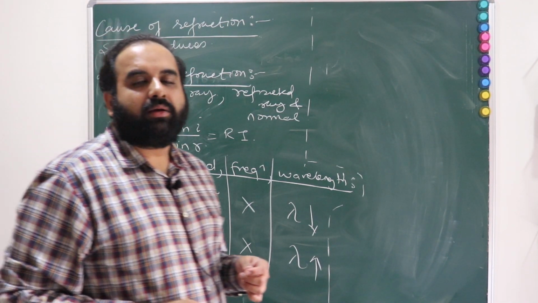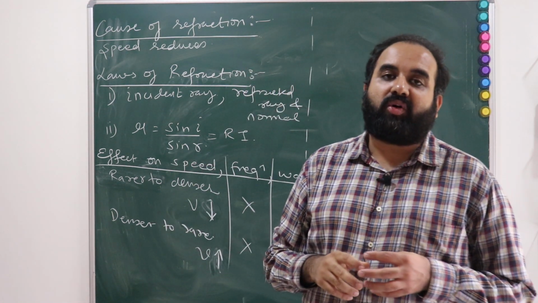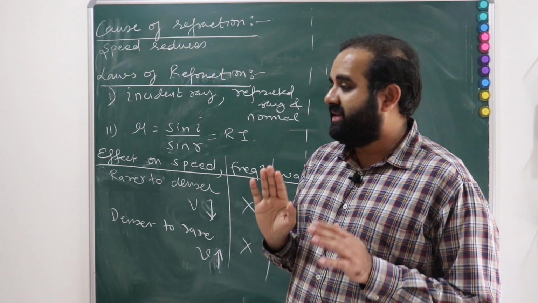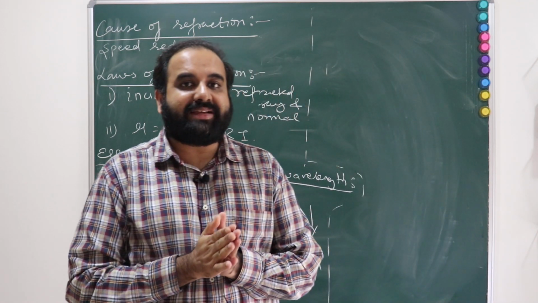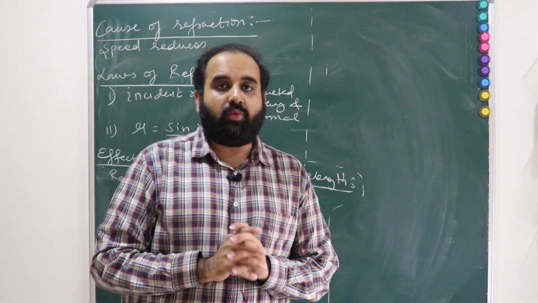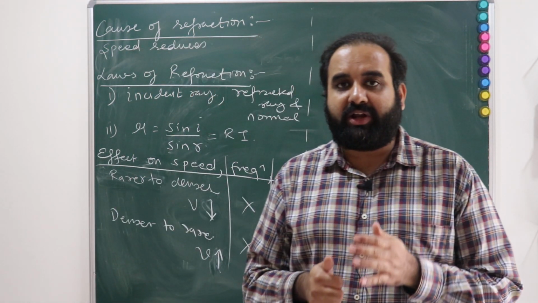Okay, now welcome back. The next topic is cause of refraction. That is, why does the refraction take place? Now it's very simple. Refraction takes place because there is a change in the speed of the light. Now what do you mean by this? Change in speed of light means what?